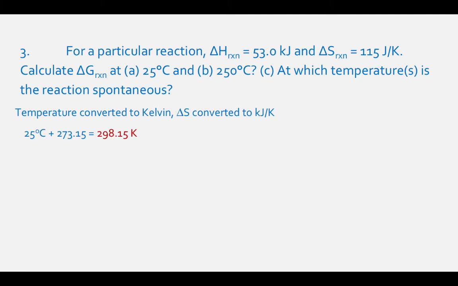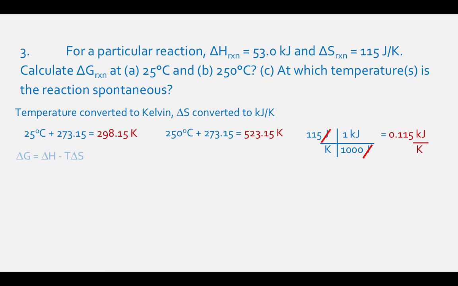For part A, 25 degrees Celsius plus 273.15 equals 298.15 Kelvin, and for part B, 250 degrees Celsius plus 273.15 equals 523.15 Kelvin. Delta S of the reaction will be 115 joules per Kelvin divided by 1,000 equals 0.115 kilojoules per Kelvin. For part A, plug your values into this equation.